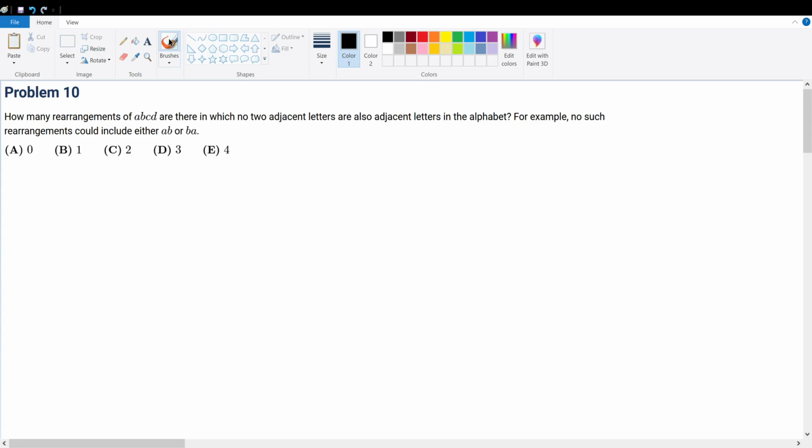Problem 10. How many arrangements of A, B, C, D are there in which no two adjacent letters are also adjacent letters in the alphabet? So AB and BA are not valid solutions. Well, consider A, B, C, D here, right?